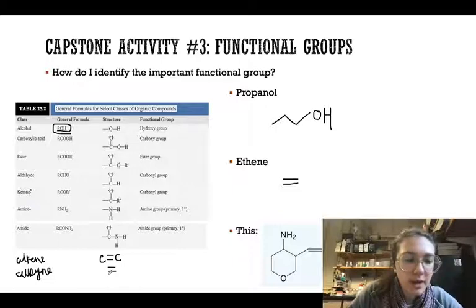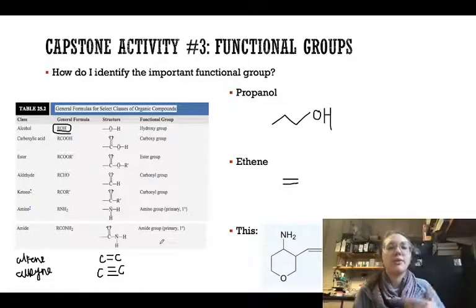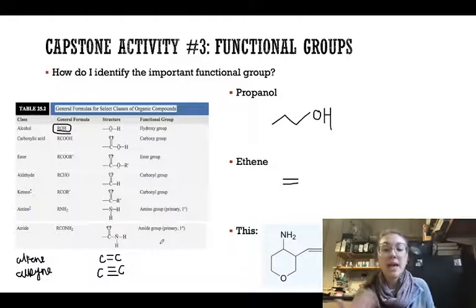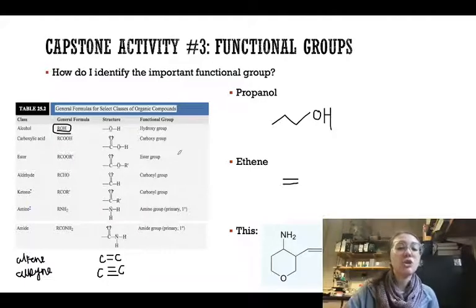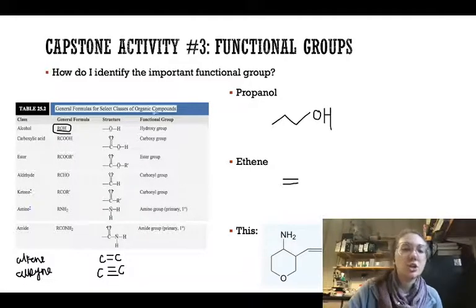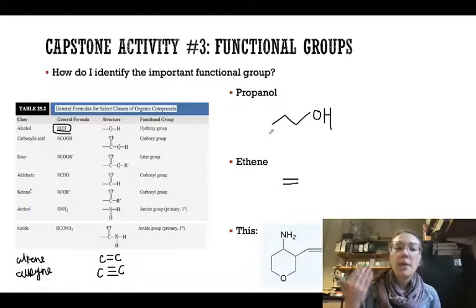Those are the other 2 groups that you need to know besides the ones that are listed in this table, which I would definitely take with you whenever you're going through and identifying functional groups. The first thing I do is I literally just read through it like a list and check, do I see this group over here? And if so, then I'm good.